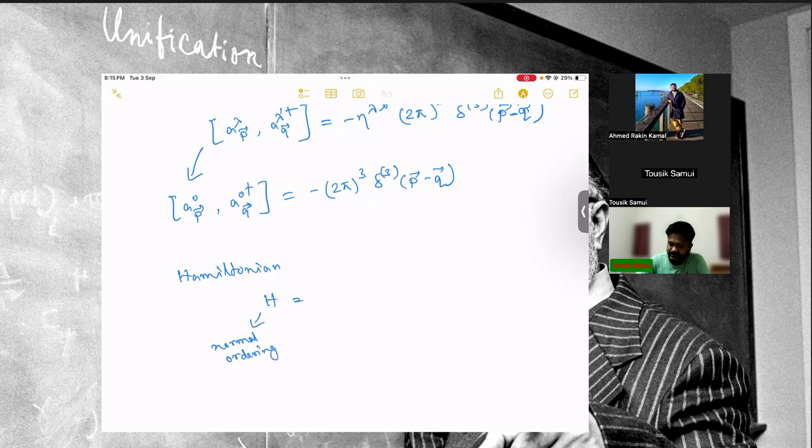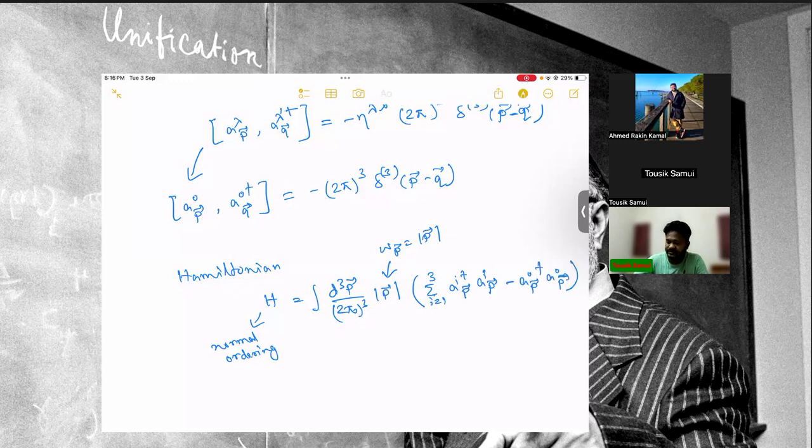Okay, anyway, so the Hamiltonian, with normal ordering, is given by the sum over p of omega p, which in this particular case is mod p, times a dagger a, with the polarization index. So this is normal ordering: the dagger operator, the creation operator, is on the left, and the annihilation operators are on the right. Okay. So now a0 dagger a0.